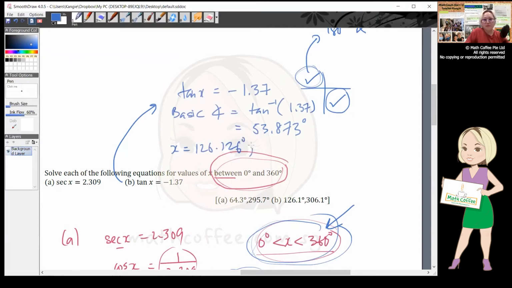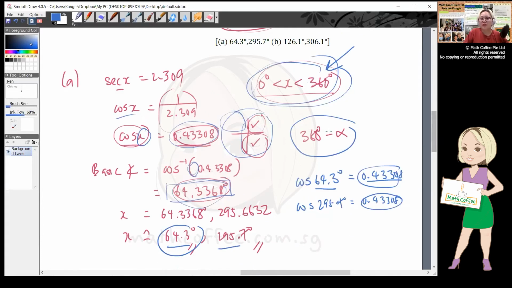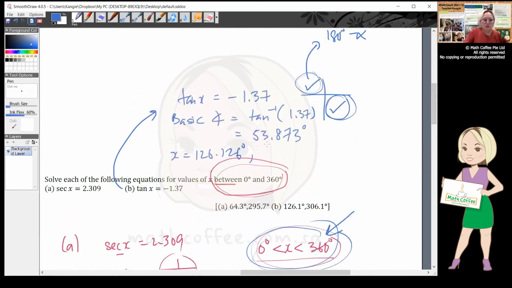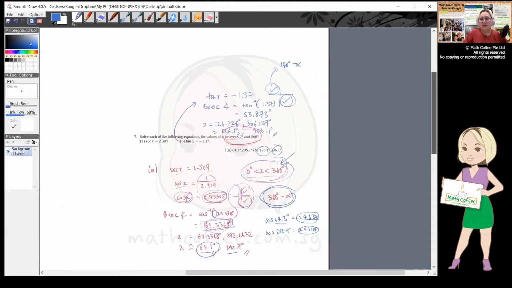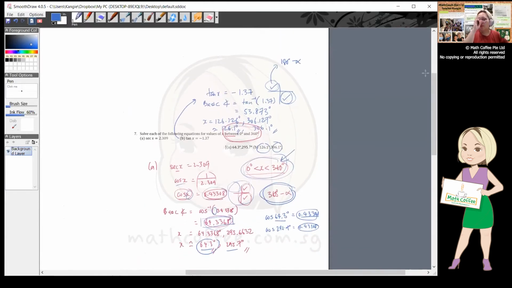So I get 126.126 degree. Fourth quadrant, just now we mentioned 360 minus basic. So just take 360 minus 53.873 and I get 306.127 degree. And degree always round off to 1 dp, so 126.1 degree and 306.1 degree. Okay, so that's the two answers. So this is how you find the angle whereby there will be more than one answer, and it also depends on the range. Okay, so this is for question 7.